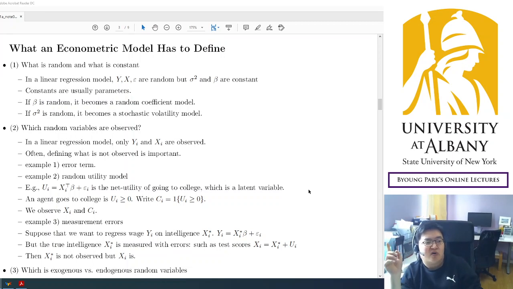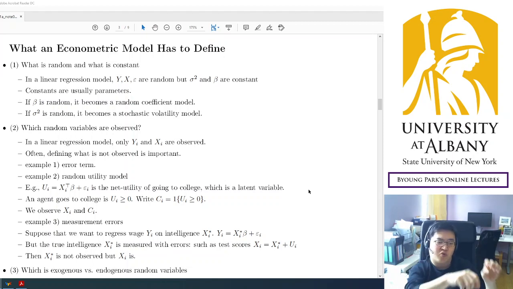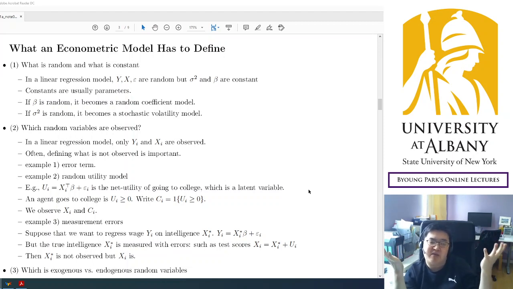First, it has to define what is random and what is not. You may think it's obvious, but actually it's not. In a linear regression model, we know that x, y, epsilon are random. When I say random, that means different individuals will have different values. If you choose one random individual and another person, their observations may be different, so it's random.